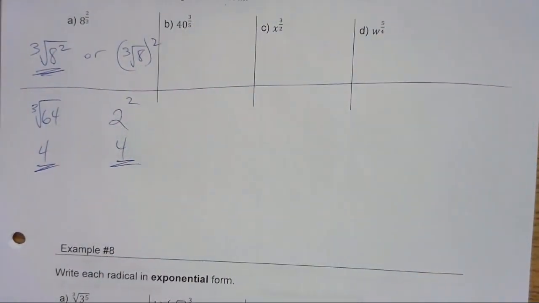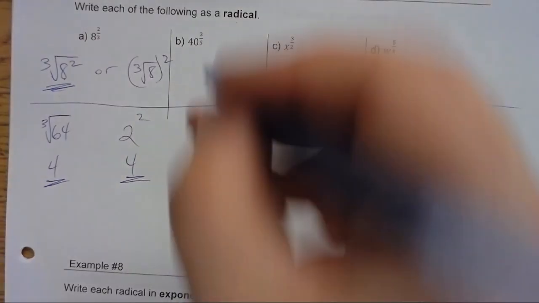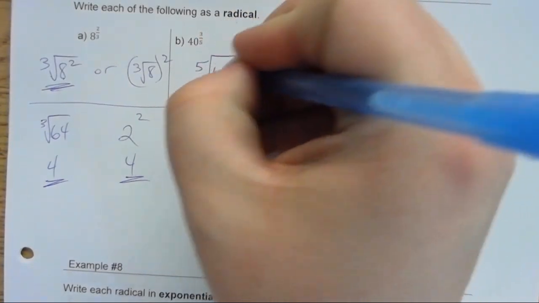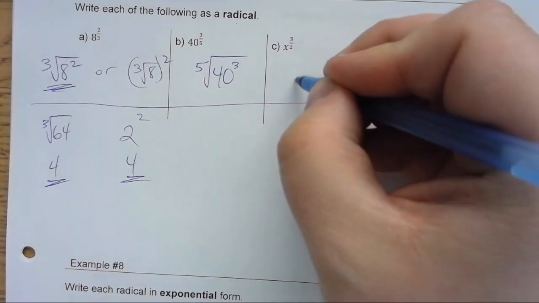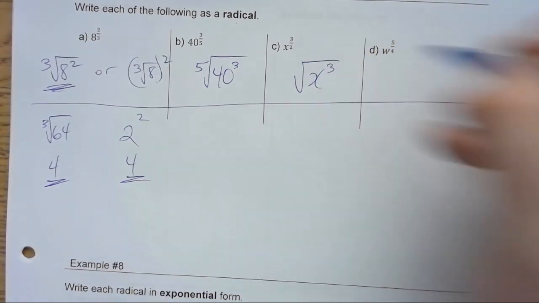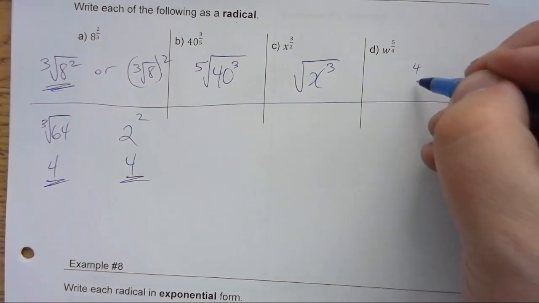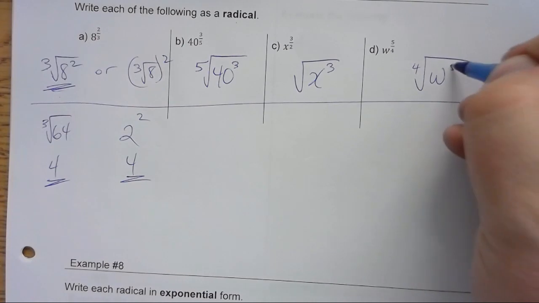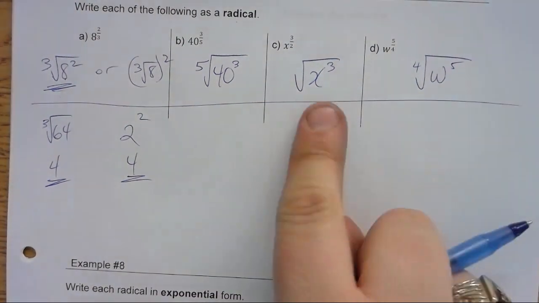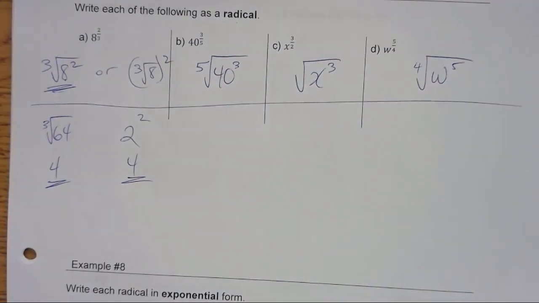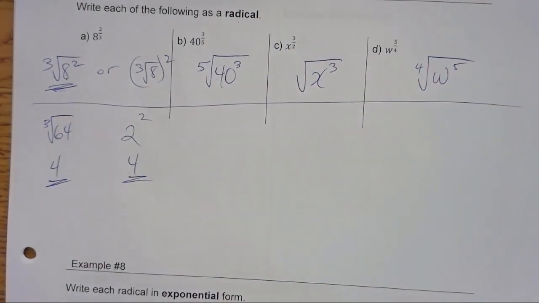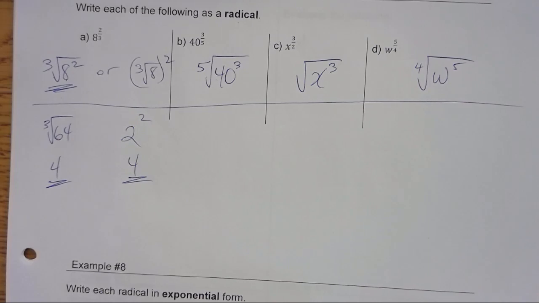First, let's just write these as radicals. So this one's going to be the 5th root of 40 cubed. This one's going to be the square root of x cubed. And this one's going to be the 4th root of w to the exponent 5. Now, I can't do anything with those. I don't know what x and w are. But I could evaluate this one too. And in fact, I'm going to, and I want you to try to evaluate it with me. So if you've got your calculator, let's see if we can find our radical buttons on our calculator. I have a few different calculators here.